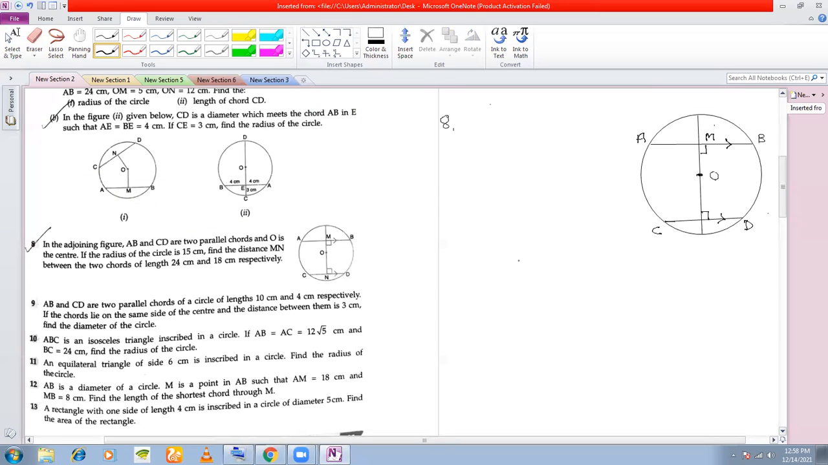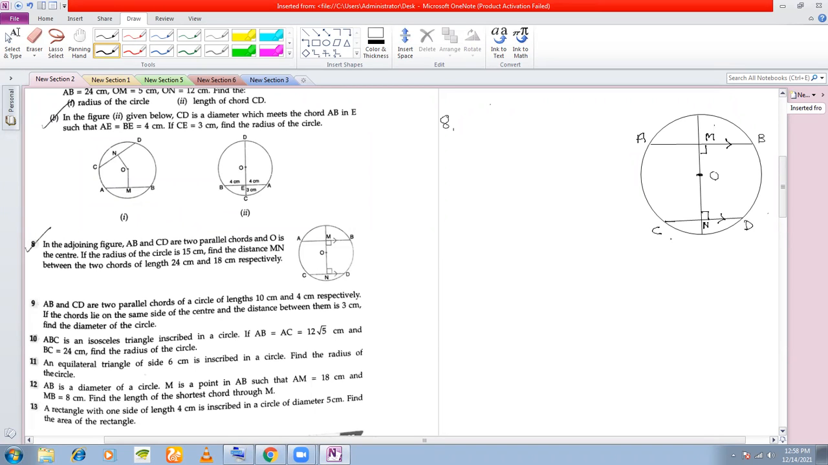In the figure given, AB and CD are two parallel chords. Okay, so parallel sign is already given to you. And O is the center. Okay, center is marked in the figure. If the radius of the circle is 15 centimeters and the distance MN between the chords of length 24 centimeter and 18 centimeter respectively, find the distance MN. Okay, so this point is N, I think, yes. This MN, you need to find out the distance between the chords of the circle, given that the chords are of length 24 centimeter and 18 centimeter.